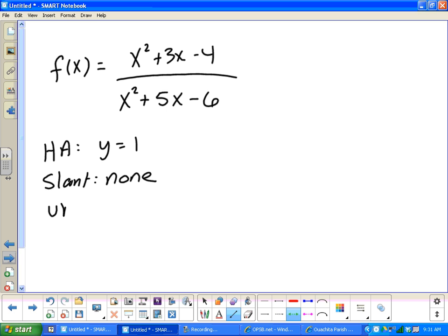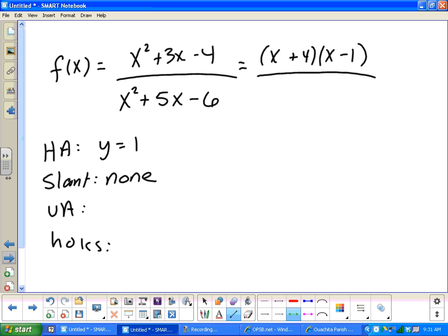Now, vertical asymptotes and holes, we need to simplify. So to simplify, we're going to factor and see if anything cancels out. Factors of 4 that subtract to be 3 would be 4 and 1, so it'd be x plus 4 times x minus 1. And factors of 6 that subtract to be 5 would be 6 and 1, so it'd be x plus 6 times x minus 1. So would it simplify then? Yeah, the x minus 1s cancel out. So we're going to have x plus 4 over x plus 6.